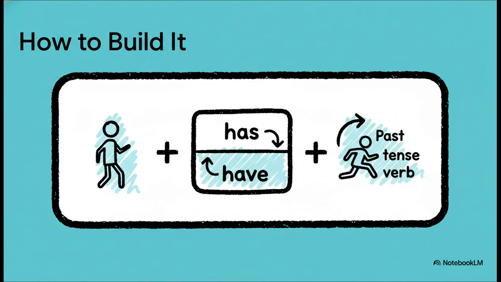And building it is actually super simple. The formula is just your subject plus the helping verb has or have, and then you finish it off with the past participle of the main verb. Words like seen, done, or watched. That's it. That's the whole recipe.